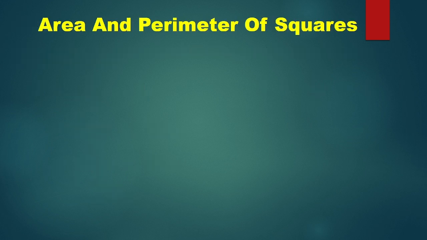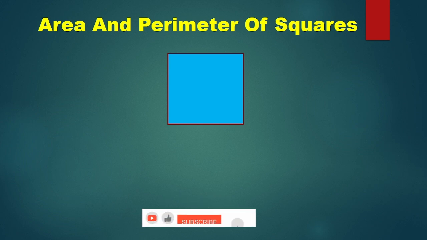Now let's talk about area and perimeter of a square. A square is just a two-dimensional shape that has all the sides equal. So it is two-dimensional, but all the sides of a square are equal. So we refer to each side as just side.